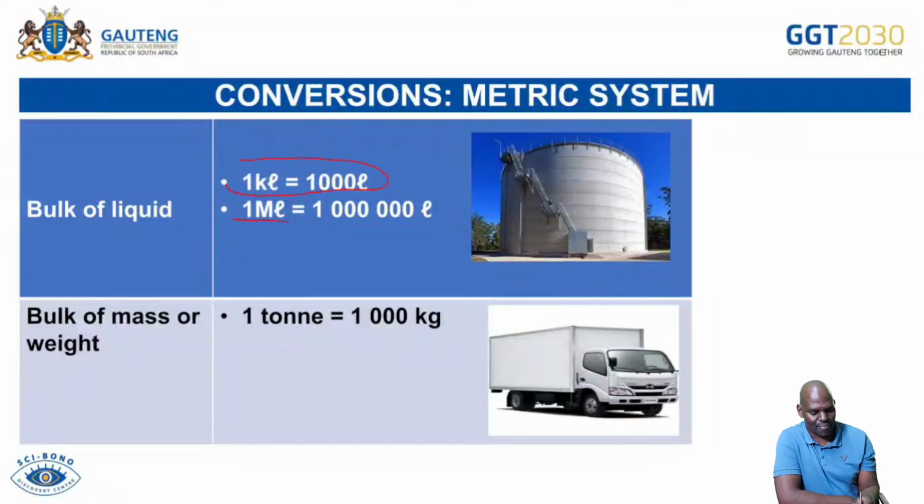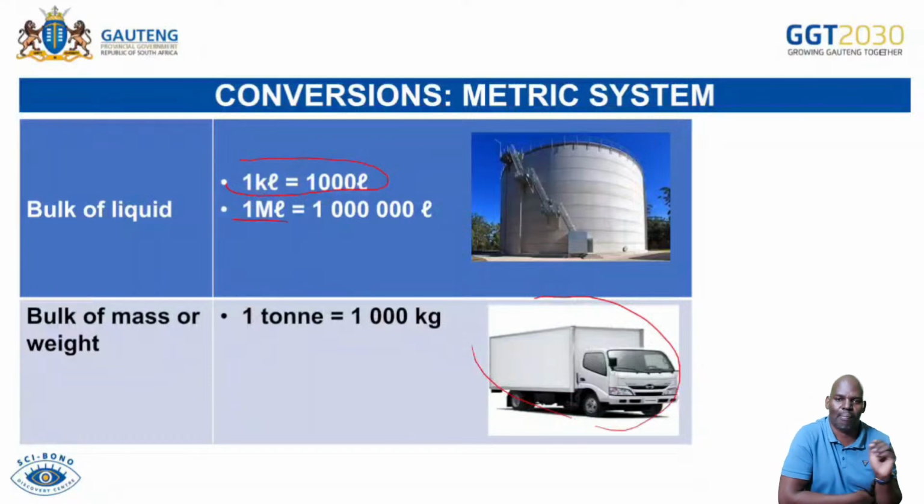Okay, and then bulk of mass or weight. For instance, imagine if we have to measure the weight of a truck. We say ton. So this one is a 5 ton. If it's 1 ton, it simply means it's 1,000 kilograms. 1 ton is equal to 1,000 kilograms. If it's 2 ton, it's 2,000 kilograms. If it's 3 ton, then it means it's 3,000 kilograms. You just need to know this, but I'm sure the examiner might give it to you. Okay, so it's very important to know that as well.